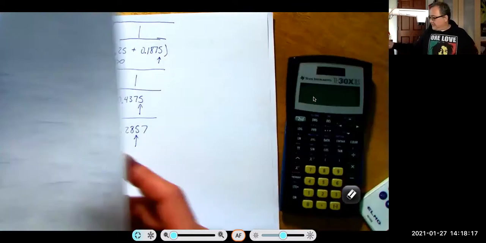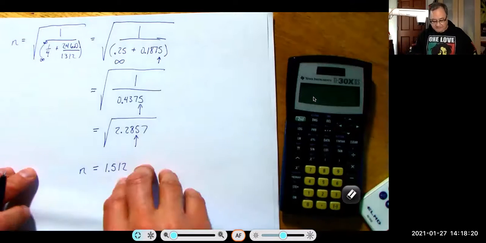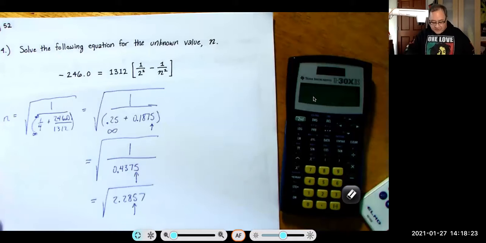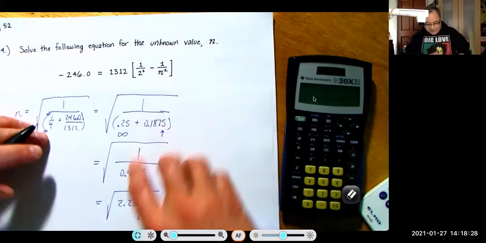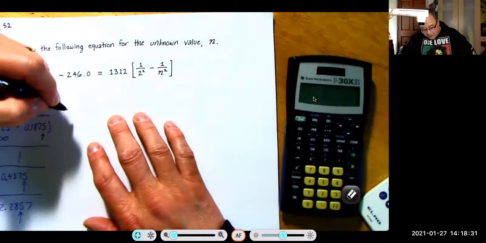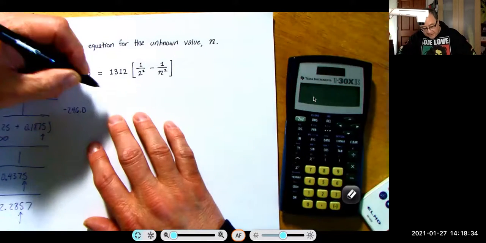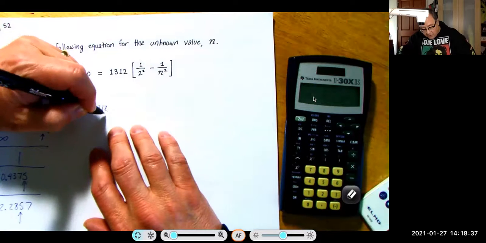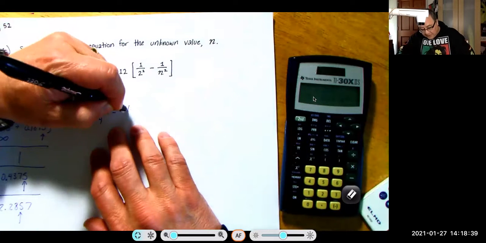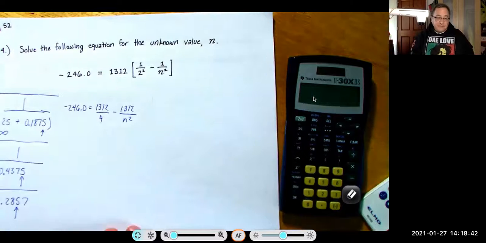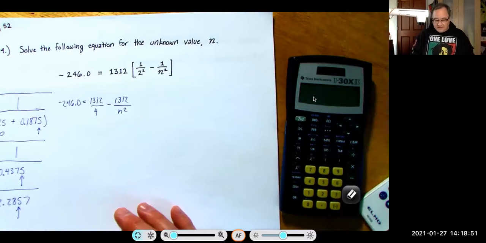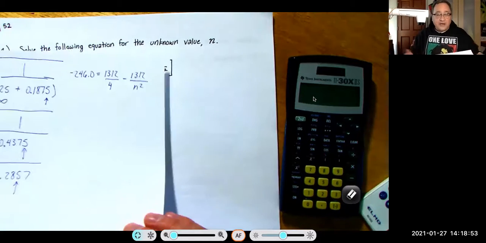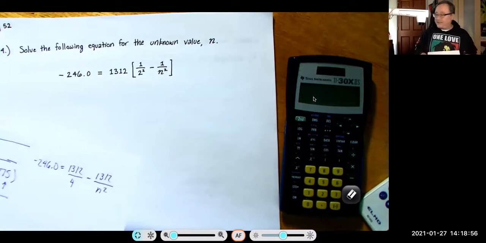All right. That is a tough one. Is there more than one way to do this? And the answer is absolutely. You could have done this. So just a really quick thing here. Minus 246.0 is equal to 1312 over 4 minus 1312 over n squared. You could have done that and worked it out, and you would come to the same conclusion. Any questions about this one? Actually, let me ask you this. Are we okay to move ahead? So that would be a yes if we're ready.